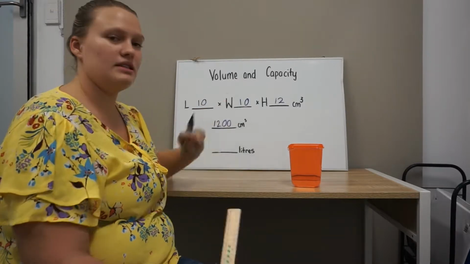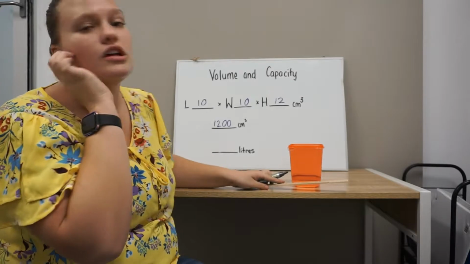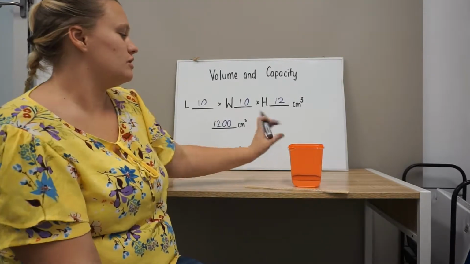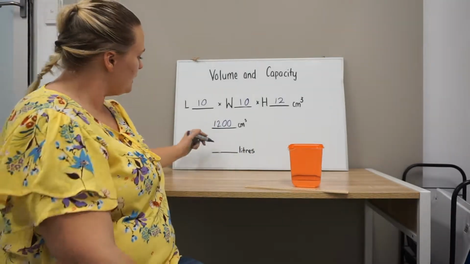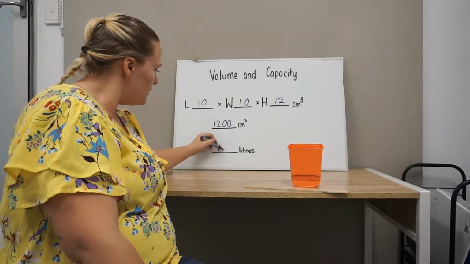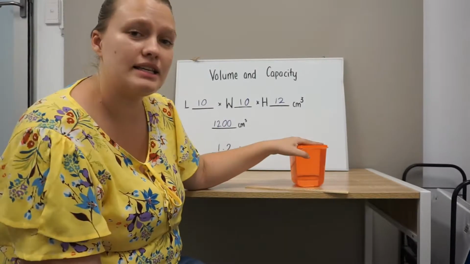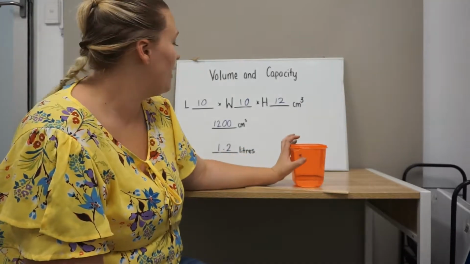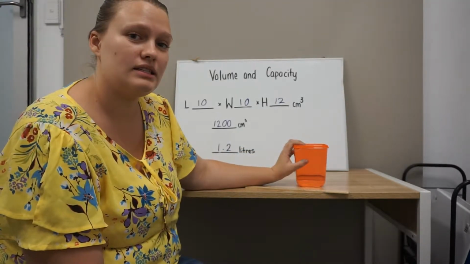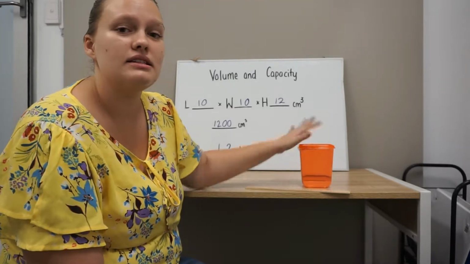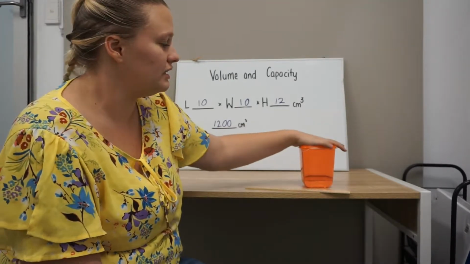cubed centimetres. Now remove the decimal and change it to litres. We have 1.2 litres. So this container holds 1.2 litres. That is the capacity of our regular shaped container.